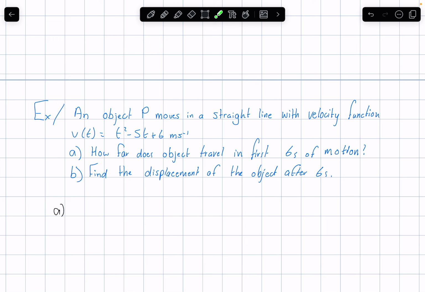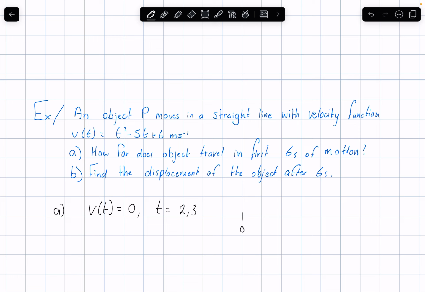How far does the object travel in the first 6 seconds of motion? So let's have a look at what happens when we use the steps. Okay, so we need to find when v of t equals 0, which you can see is going to be a nice quadratic of t take 3, t take 2. So t is going to equal 2 and 3, positive.